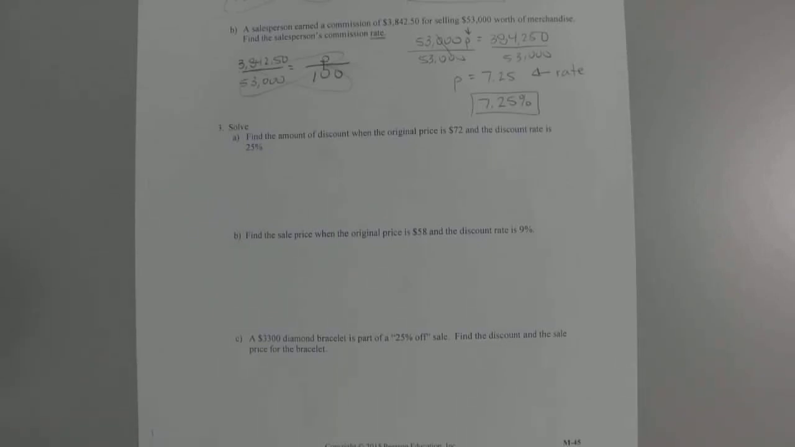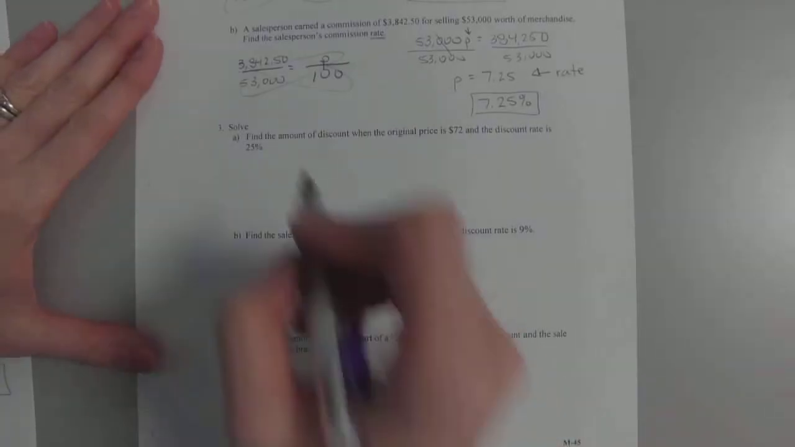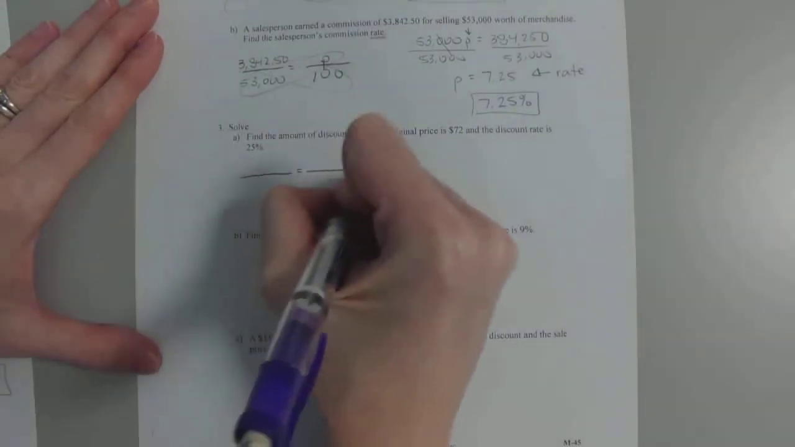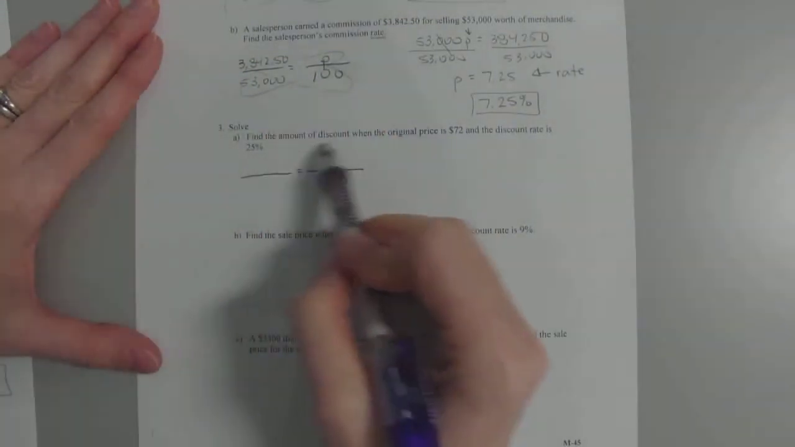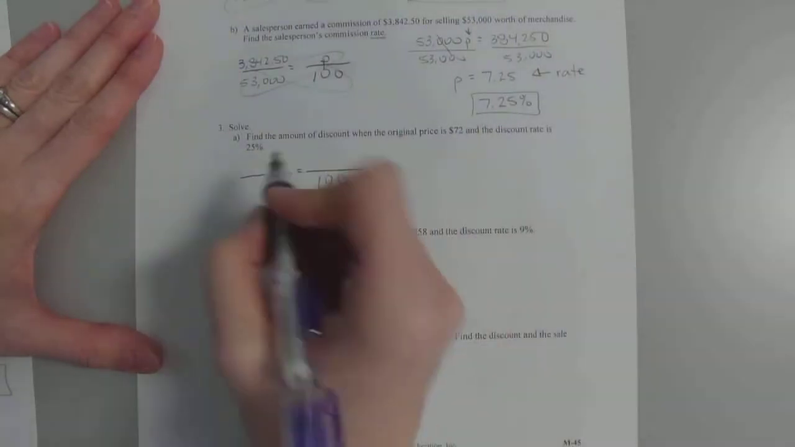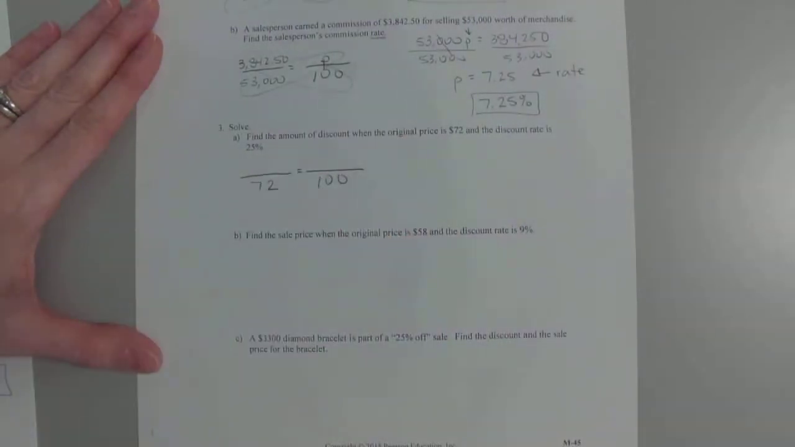So it's really similar to sales tax, where we're going to find the discount, but instead of tacking it on, a discount means you subtract it, right? So we have find the amount of discount when the original price is $72 and the discount rate is 25%. So you're buying something for $72 and it's 25% off. How much is the discount, right? So what is the total amount?